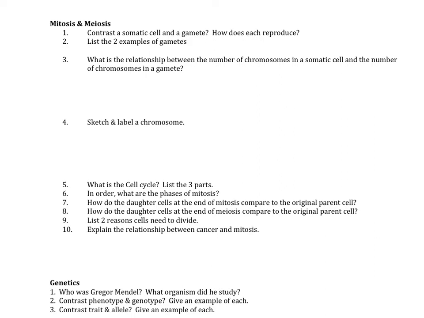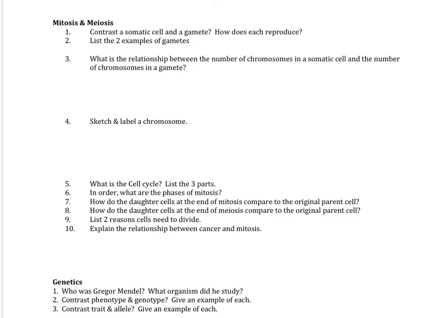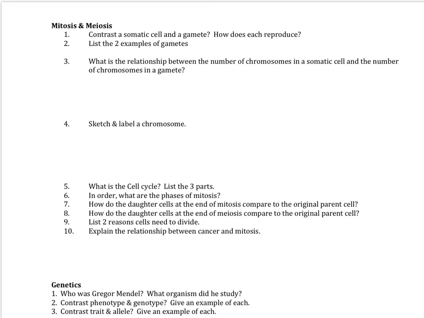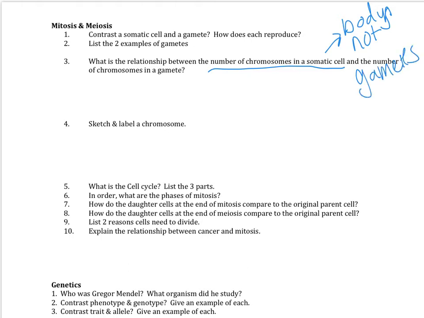So let's talk about mitosis and meiosis. And I want to give you guys a little chart to compare the two. The relationship with the number of chromosomes and the somatic cell: remember, somatic cells are your body cells. They're not gametes. So they're the same. In other words, when you have mitosis, you have the same number of chromosomes in the body cells. The number of chromosomes in a gamete is going to be half that.